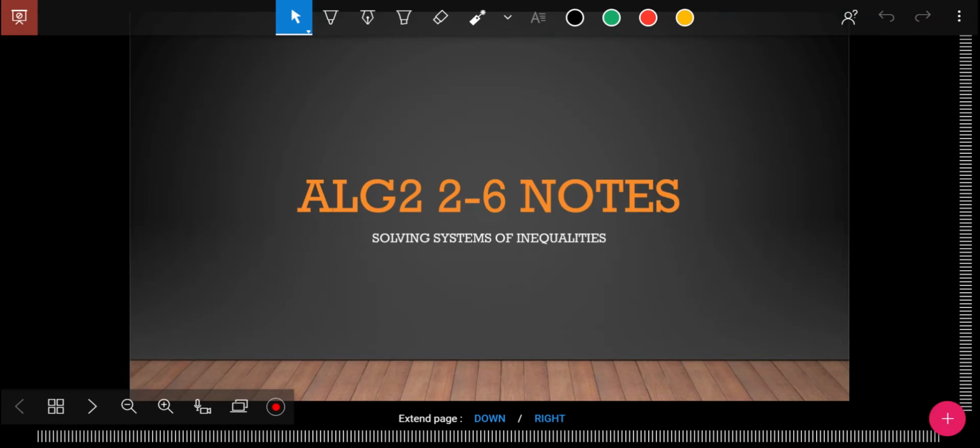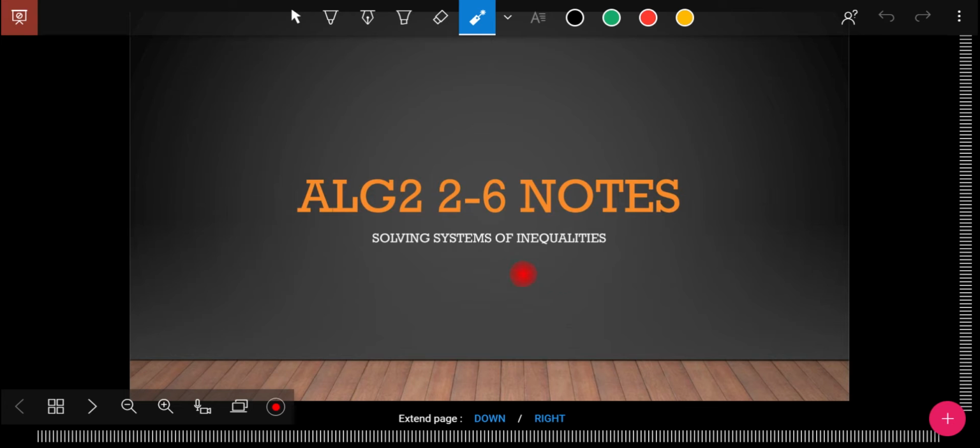All right, today we're going to work on Module 2, Section 6, Solving Systems of Inequalities. This is the first section where we're not solving systems of equations. We had all these different ways we said we could solve systems of equations: by graphing, by substitution, and by elimination.